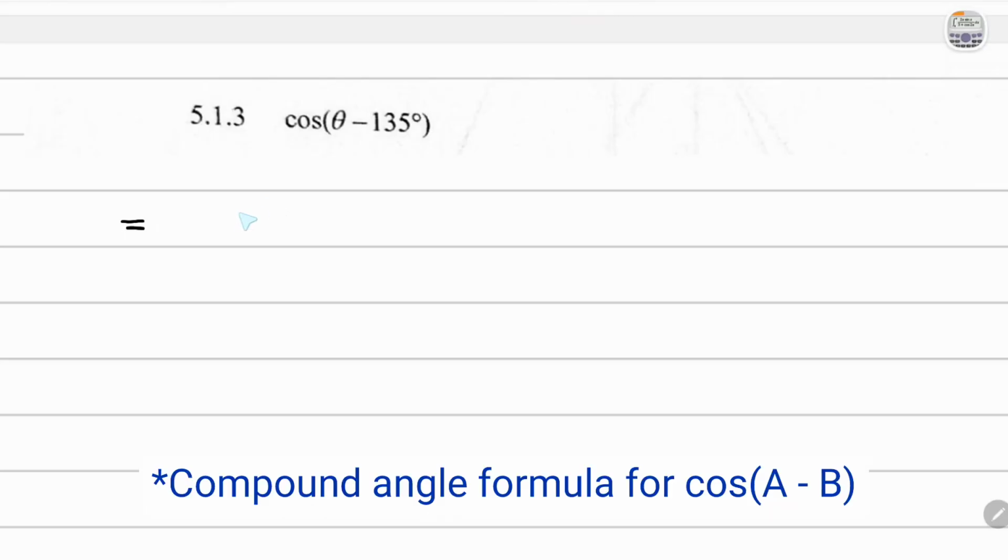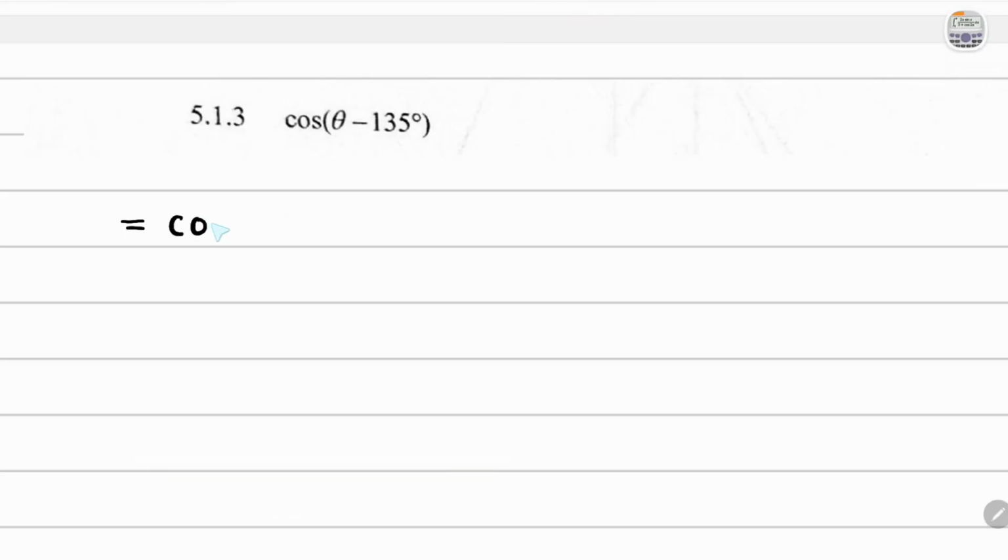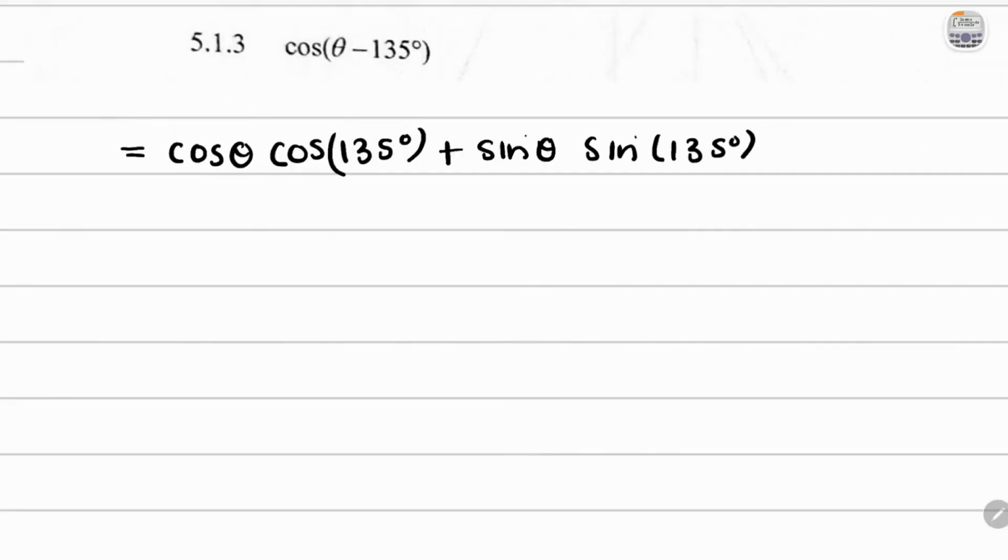Okay, so expanding this using the cos rule, remember the cos rule. That's going to be cos theta cos 135 degrees, and then that changes to a plus, and we have sine theta sine 135 degrees. Now we can simplify these. So this is going to be equal to cos theta and then cos 135 degrees.